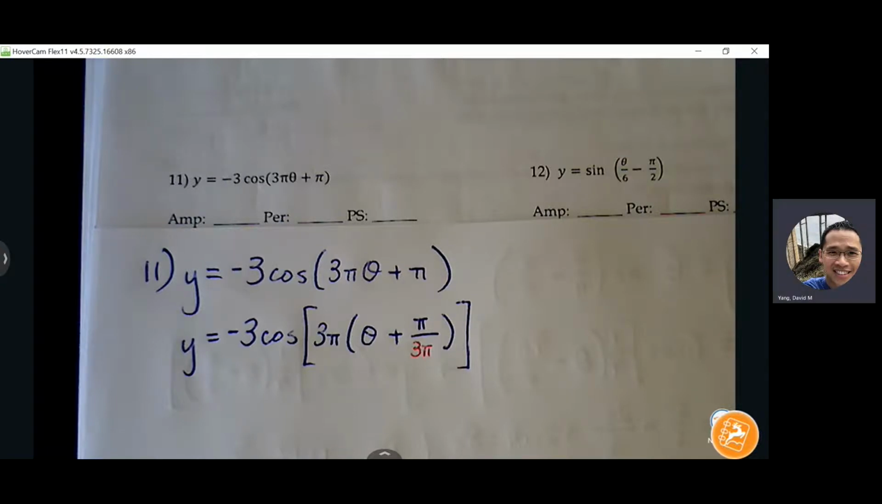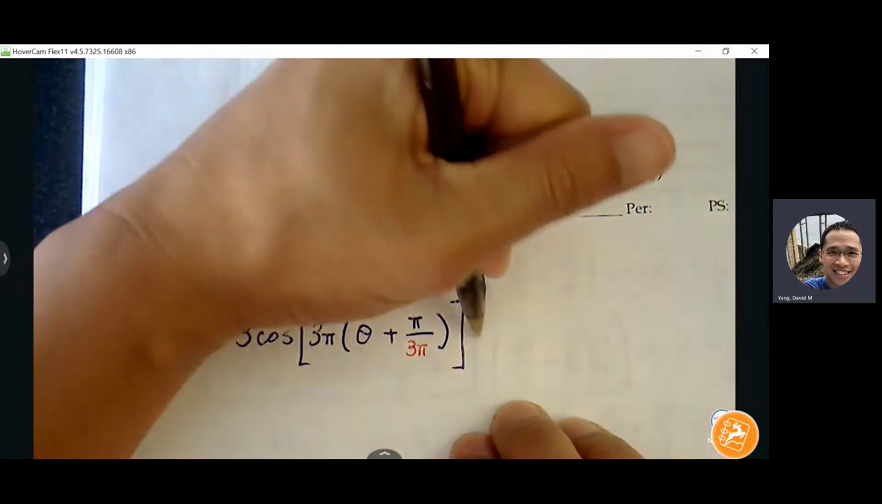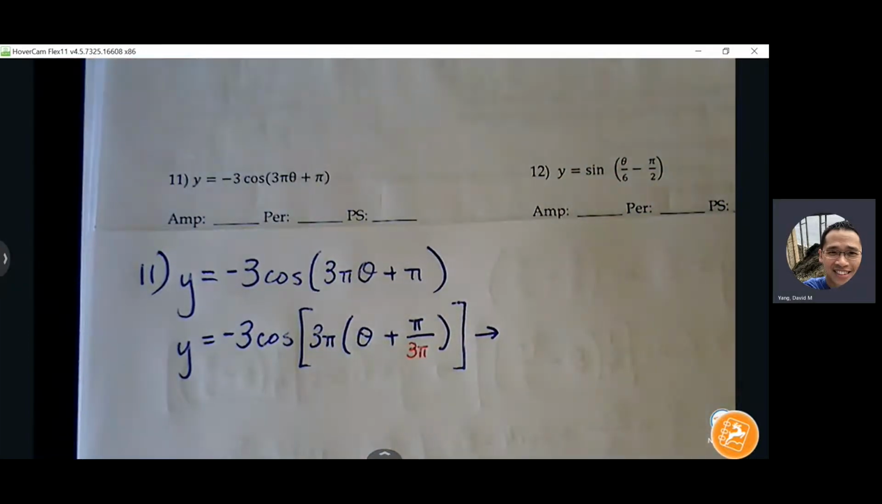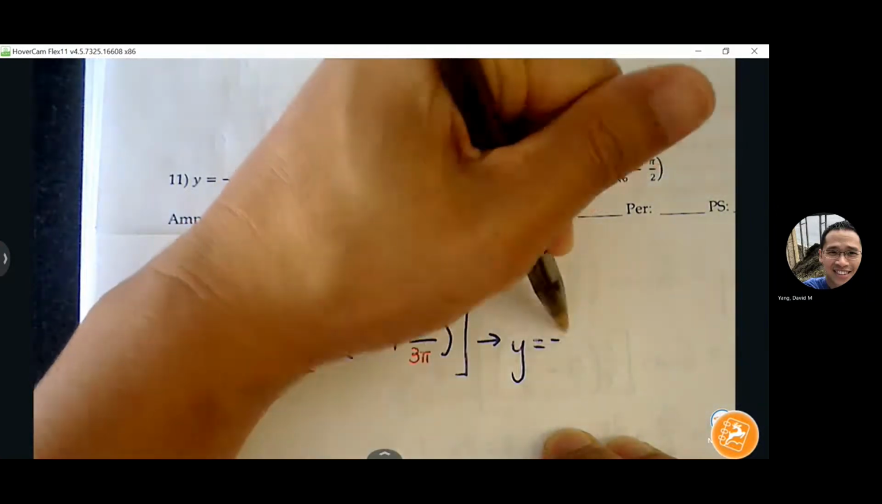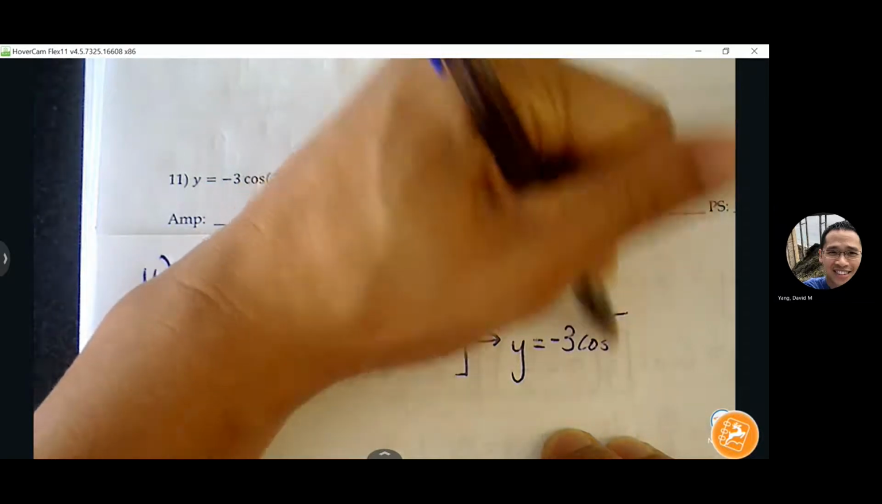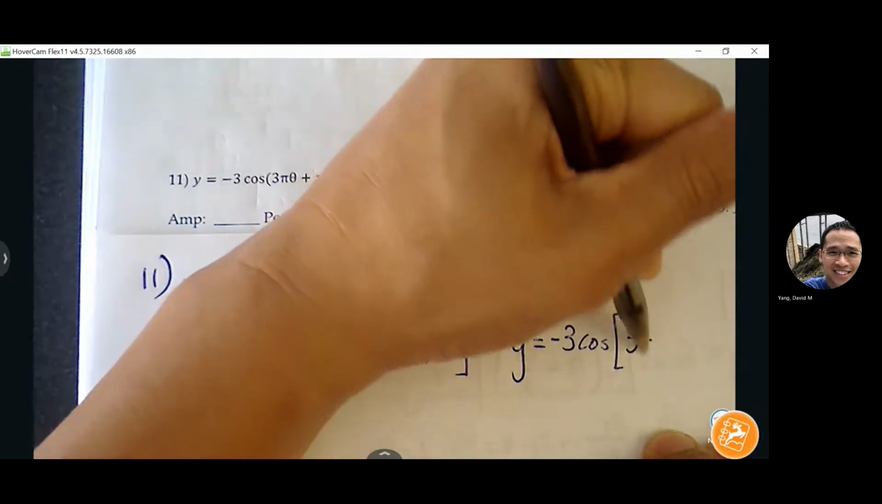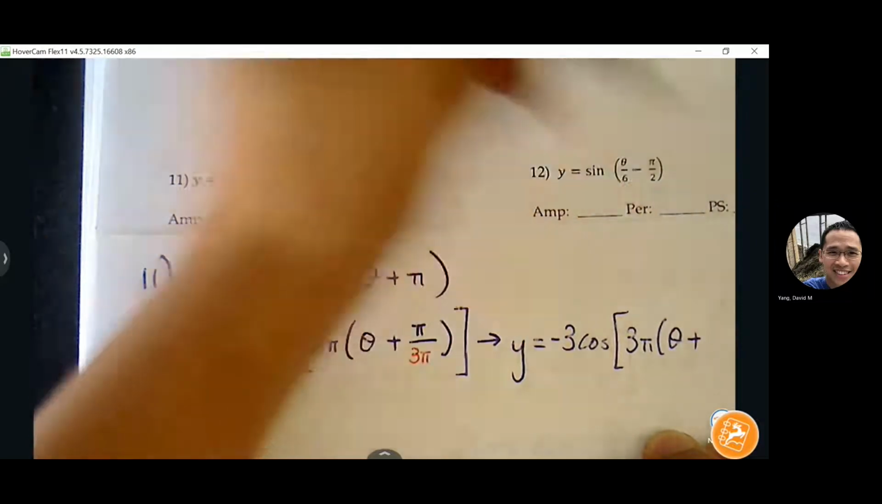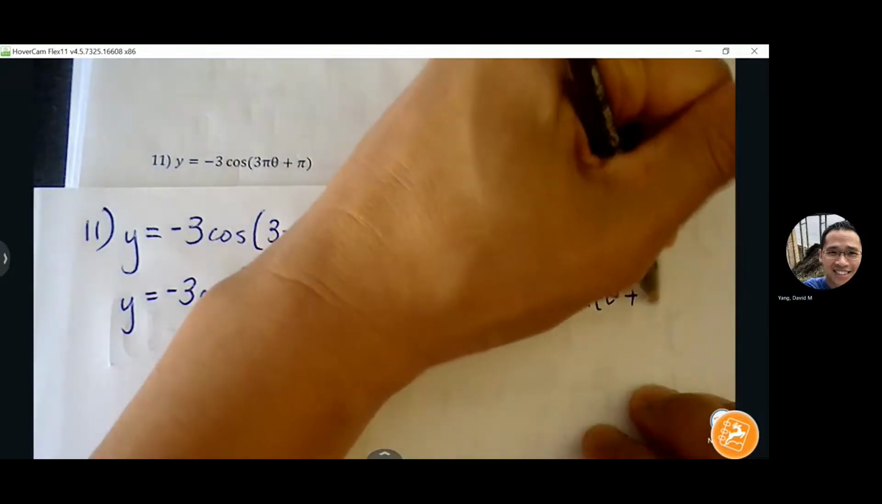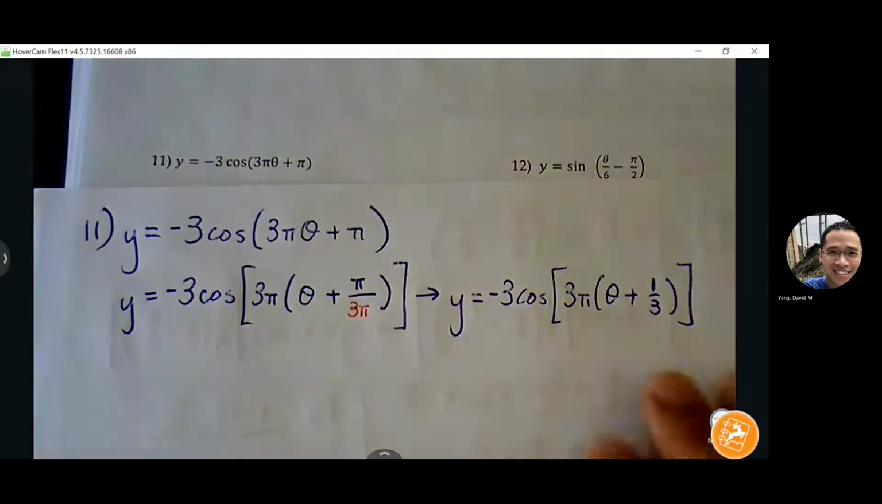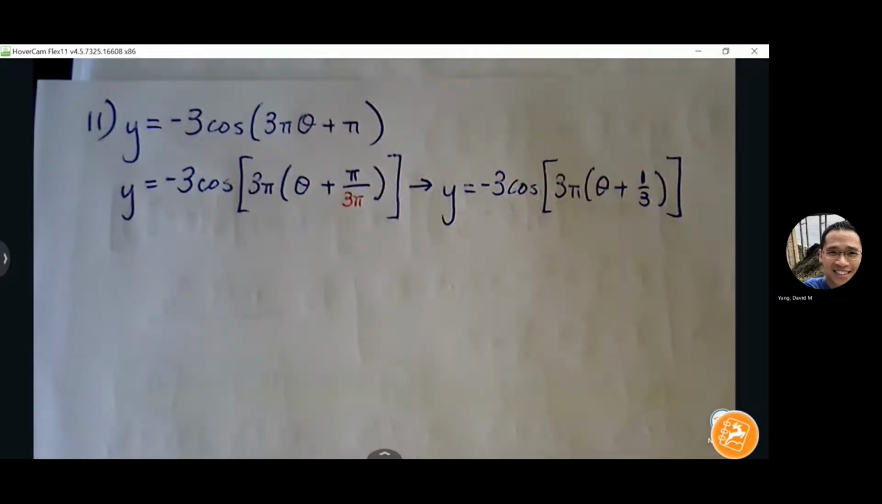So now we can do a little bit of cleanup, right? Because we don't have to hold that all the way through. That's just the starting point so that we can move forward. What is pi over 3 pi? Yeah, cleans up to be 1/3. Good. Now we should get this forward, right? We have our A value, we have our B value, and we can deal with that phase shift.